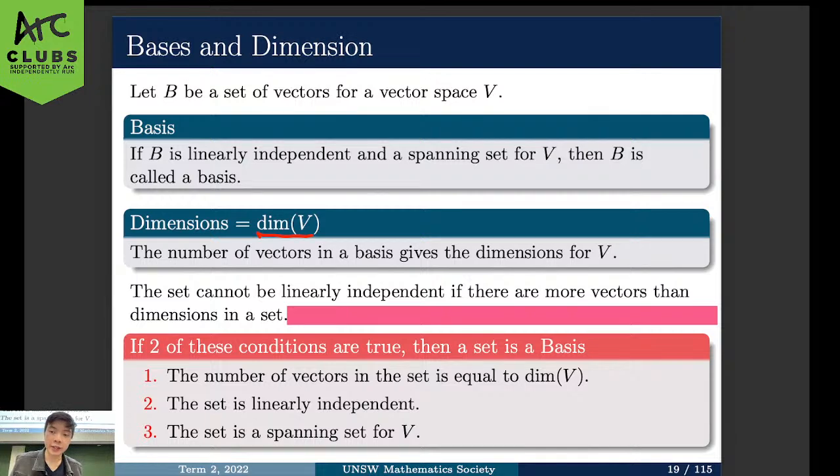So essentially we have a set which cannot be linearly independent if there are more vectors than dimensions in the set. So like if you have 4 vectors in a set of real vectors in the vector space R3, then it cannot be linearly independent. And the way that you prove that a set is a basis is by proving 2 of the 3 conditions right here. So the 3 conditions are that the number of vectors is equal to the dimension, the set is linearly independent, and the set is a spanning set of V.